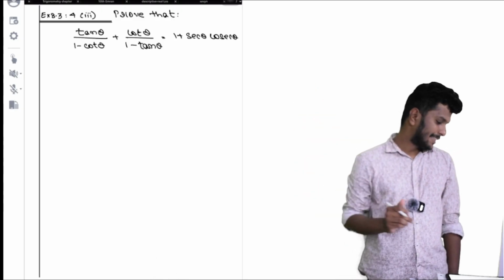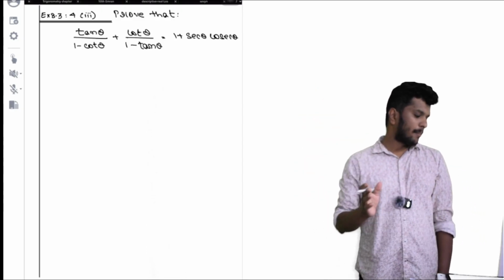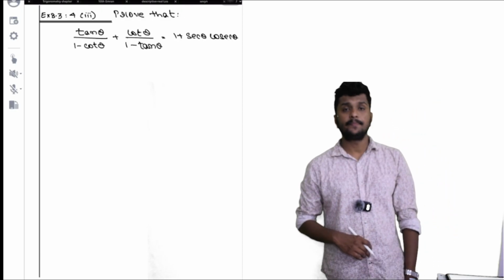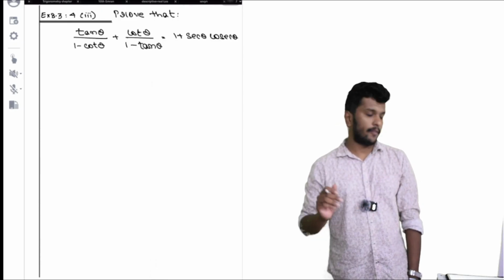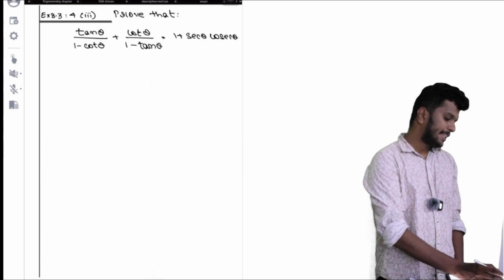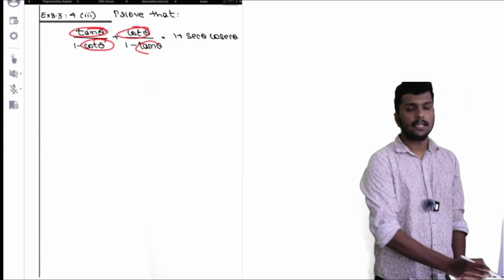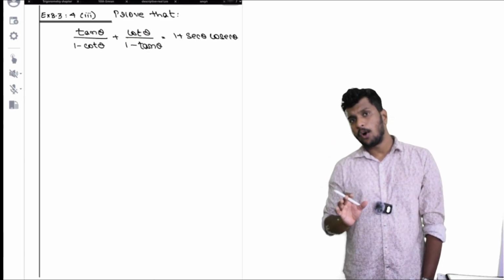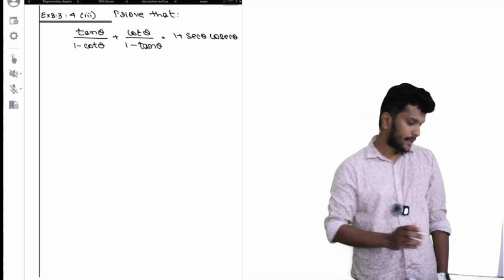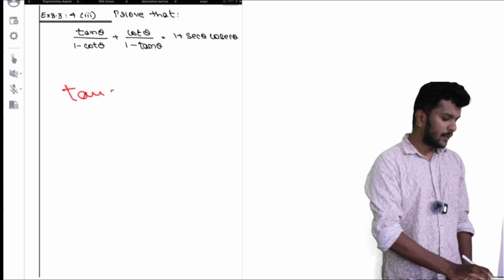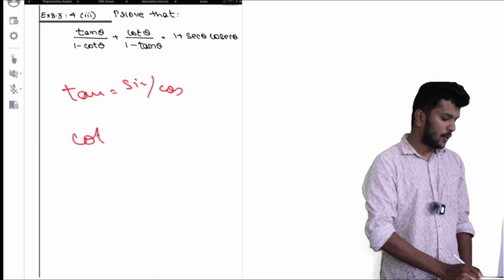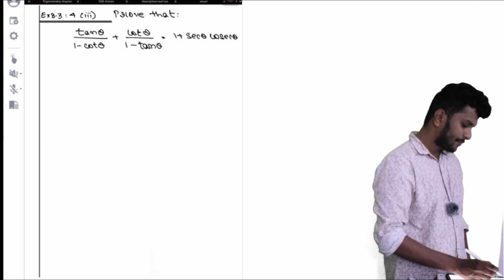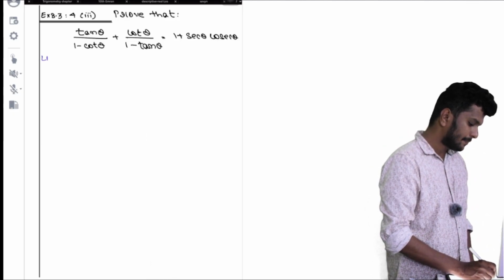Well, the next question. Prove that tan theta by 1 minus cot theta equals cot theta by 1 minus tan theta. So to solve this particular question, what we have to do is change every tan and cot into sine and cos terms. So listen here properly. Every tan and cot you'll have to change in terms of sine and cos. You know tan equals sine by cos and cot equals cos by sine, right? So how can I write here? I'll take the LHS.